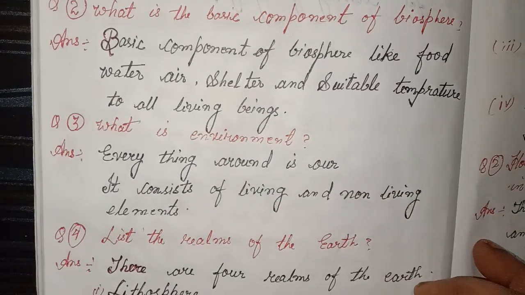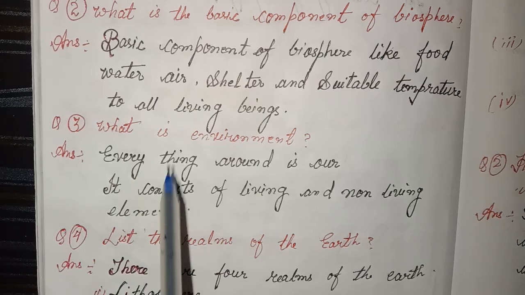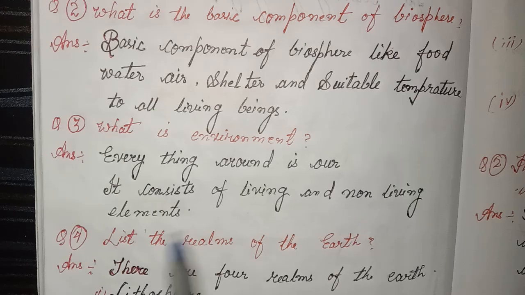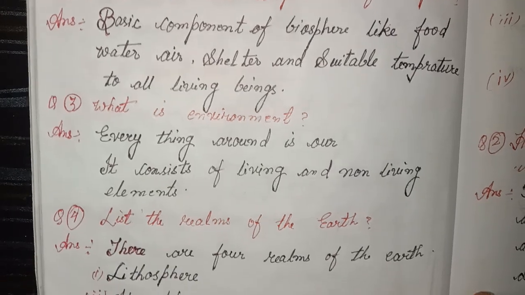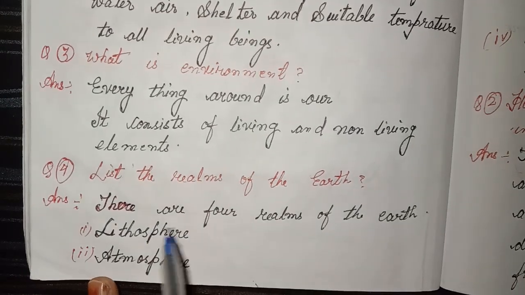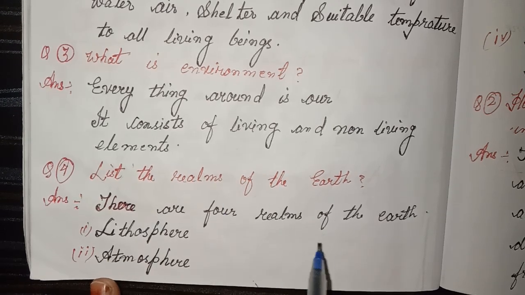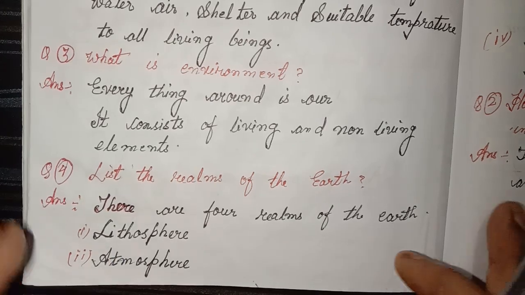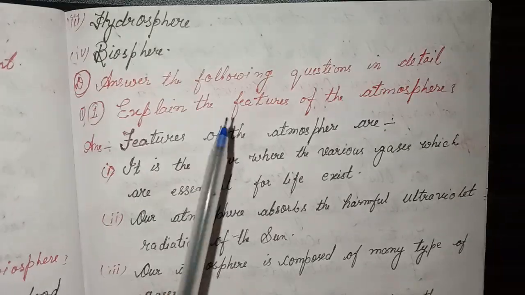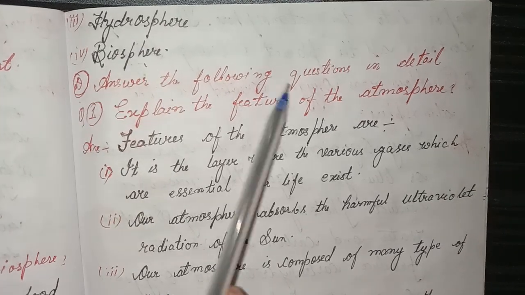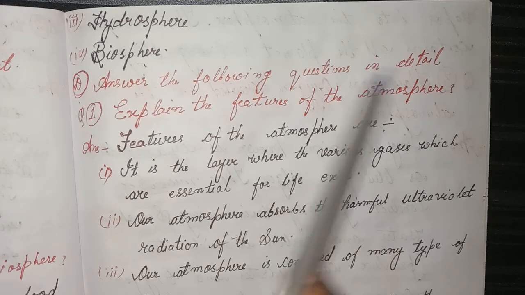Third, what is environment? Answer, everything around us is our environment. It consists of living and non-living elements. 4. List the realms of the earth. There are 4 realms of the earth: lithosphere, atmosphere, hydrosphere, biosphere.